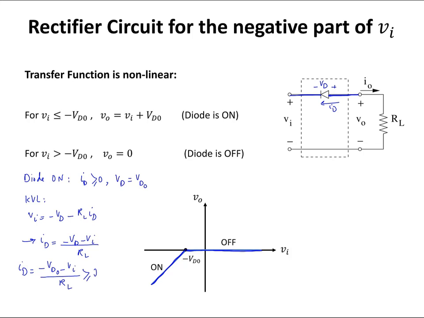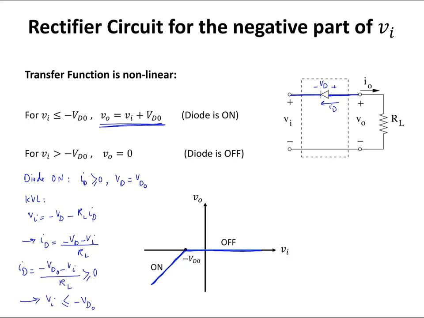This is going to be greater than or equal to 0. That's going to tell me Vi is less than or equal to negative VD0. So when Vi has a negative value that is more negative than negative VD0, then the diode is on, and just the KVL tells me that Vout is Vi plus VD0.